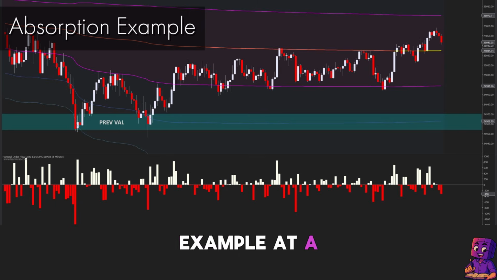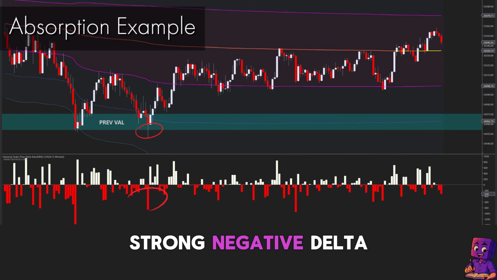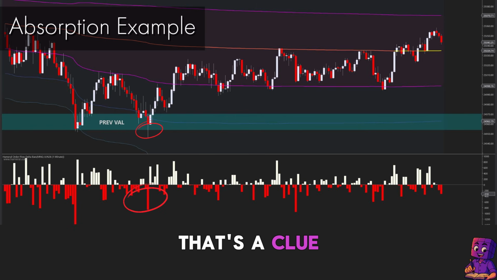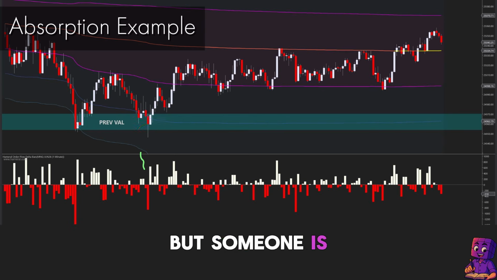Let's take an example at a support zone. Price hits a volume profile support zone. You get several strong negative delta bars, but the price doesn't break lower. That's a clue. Sellers are aggressive, but someone is absorbing. Later we confirm this with footprint in the next episode.